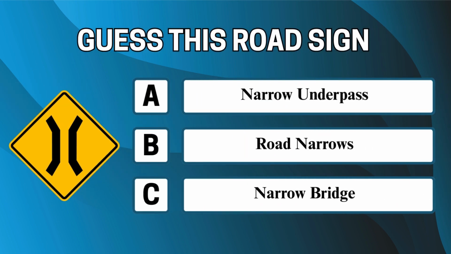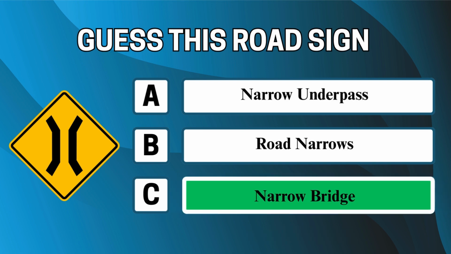Guess this road sign. A. Narrow underpass. B. Road narrows. C. Narrow bridge. Correct, it is the narrow bridge sign.